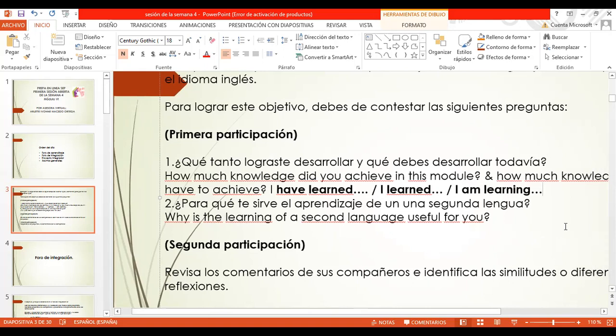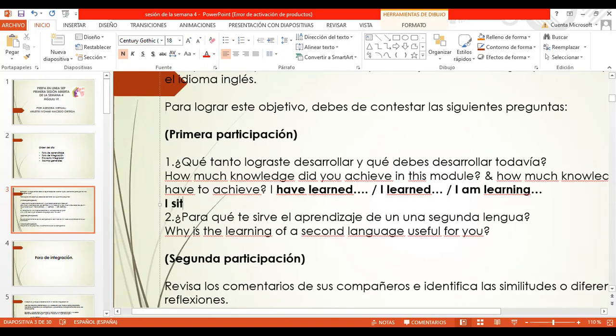Entonces podrías decir para la segunda pregunta, I still... Still es un adverbio que significa aún. I still have to learn. Aún tengo que aprender. I still have to learn. Y ustedes me pueden decir lo que aún les falta por aprender. More vocabulary about, or I still have to learn more grammar tenses. Aún me falta por aprender más tiempos gramaticales, más vocabulario, etc. Entonces, de esta forma podrían contestar, I have learned, I learned, y para la segunda, I still have to learn.